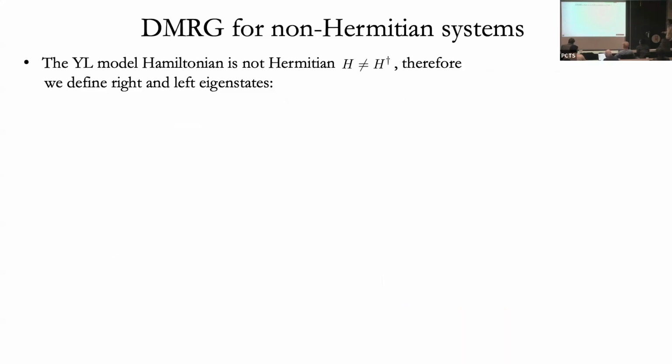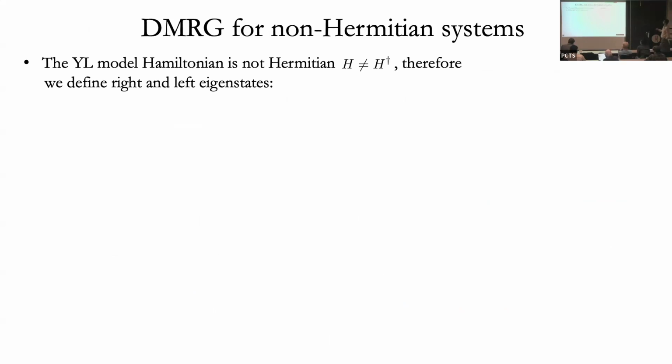And in this talk, I just want to mention that people in condensed matter studied non-Hermitian systems using the density matrix renormalization group since basically the beginning of DMRG. So it's actually no problem for DMRG to study this particular non-unitary model.